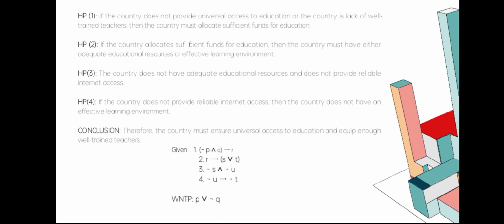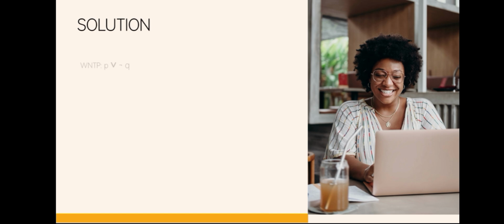So what we need to prove is the conclusion, which is: therefore the country must ensure universal access to education and equip enough well-trained teachers. The symbol for that is P disjunction negation of Q. So again, what we need to prove is P disjunction negation Q. And then we have the givens now.